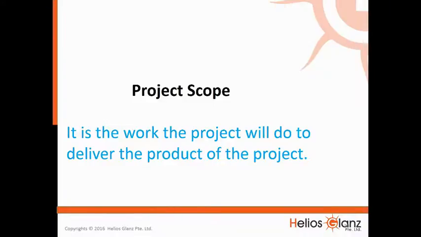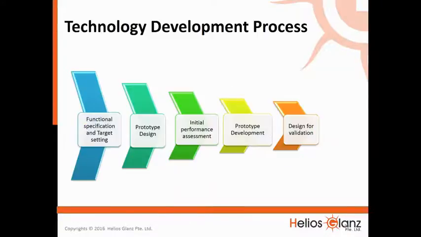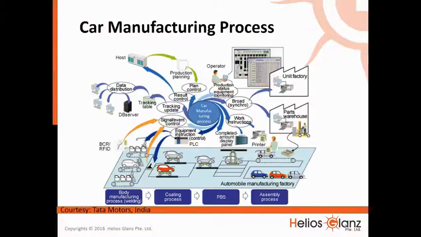Project scope. It is the work the project will do to deliver the product of the project. Technology development process. It involves functional specification and target setting, prototype design, initial performance assessment, prototype development, and design for validation. The following slide shows the car manufacturing process.